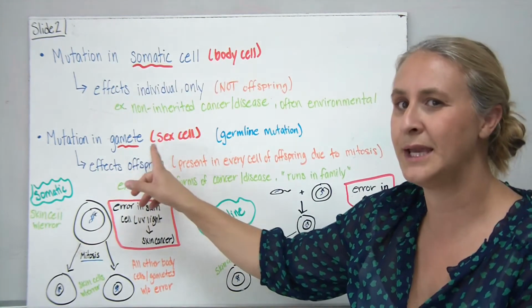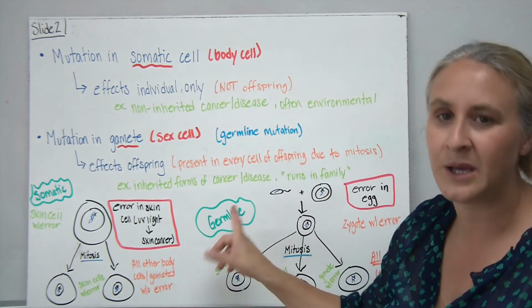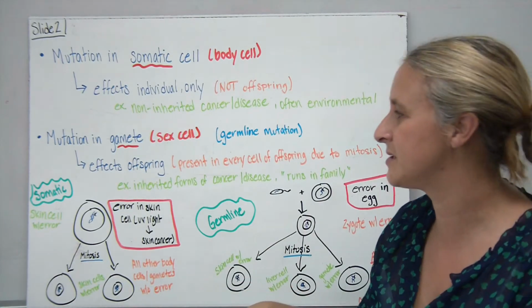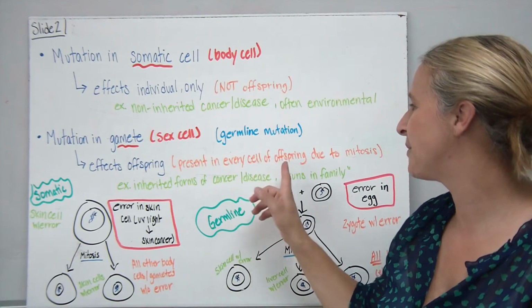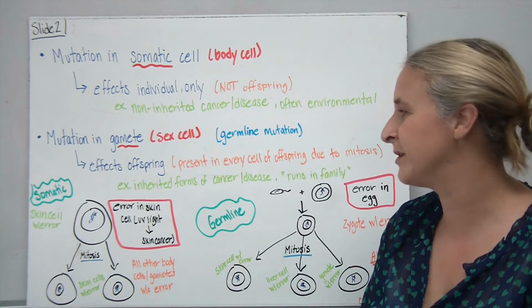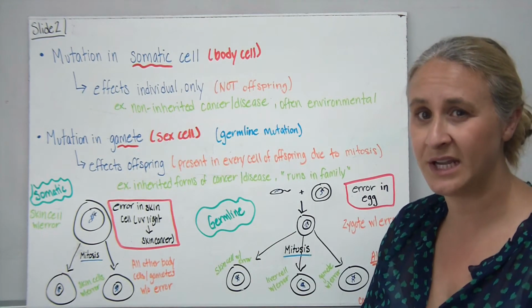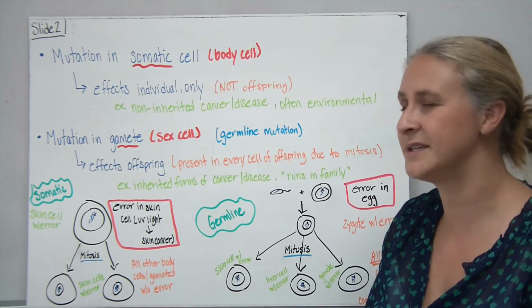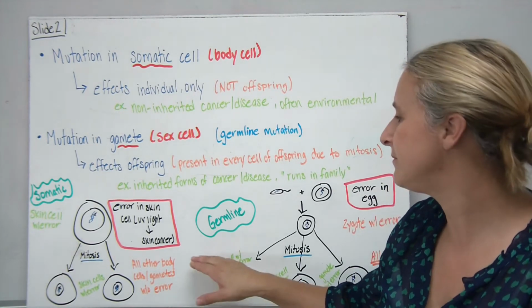So a mutation in a gamete or a sex cell, remember the sperm or egg, we call this a germline mutation, for those of you interested in the specific name. This is something that would affect our offspring. It's present in every cell of the offspring due to mitosis of those original cells dividing. So some examples would be different types of inherited forms of cancer or diseases, and typically we talk about these things that run in a family.